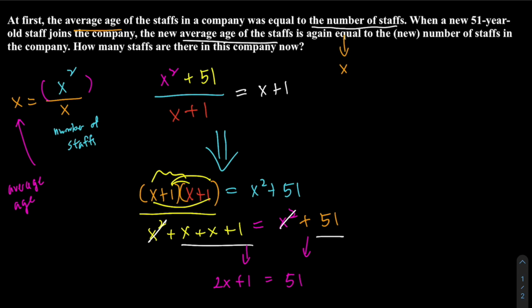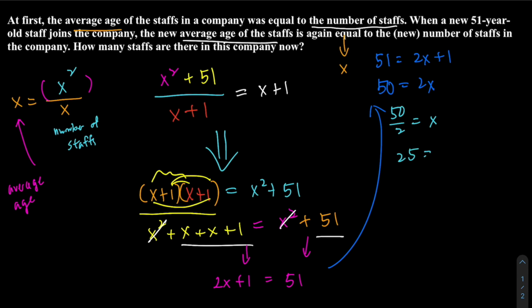So solve for x now. So we want to solve for x now. So 51 equals 2x plus 1. So we minus 1 from both sides, we get this. And now we divide by 2 on both sides. So we get x equals 25.